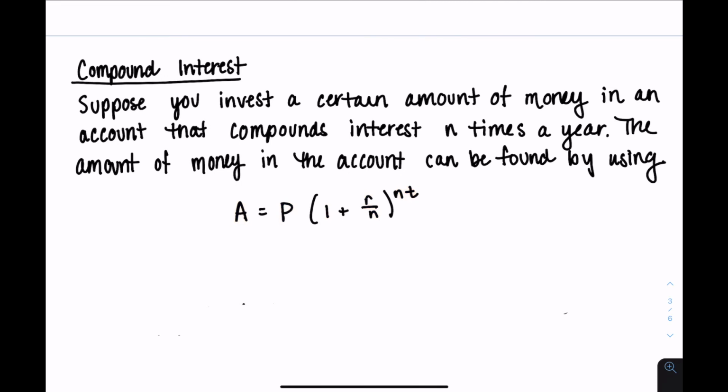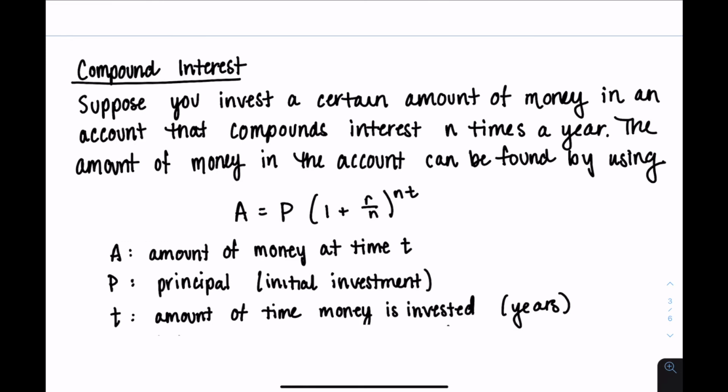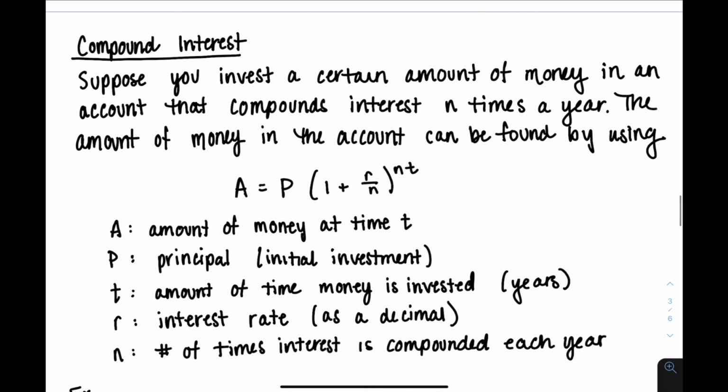So what do each of these pieces represent? A is the amount of money at time t. P is what we call the principal, which you can think of as your initial investment. t is the amount of time the money is invested, so that's going to be in years. r is your interest rate, but you want to make sure it's a decimal. And then finally, n is going to be the number of times the interest is compounded each year.